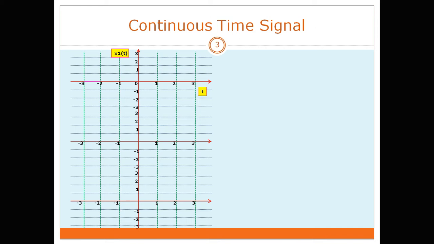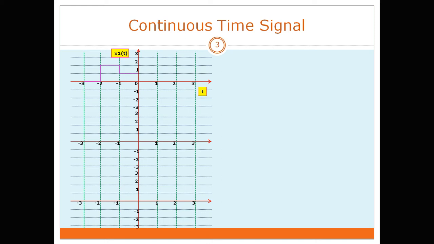Let me define x1 of t now. If you can see here, x1 of t is in pink color. It starts from minus infinity up to -2, where its value is 0 only, so it is visible here. From -3 to -2 I have taken it as 0, and after that it rises to 2 at t equal to -2, and then it drops to 1 at t equal to -1 to 0.